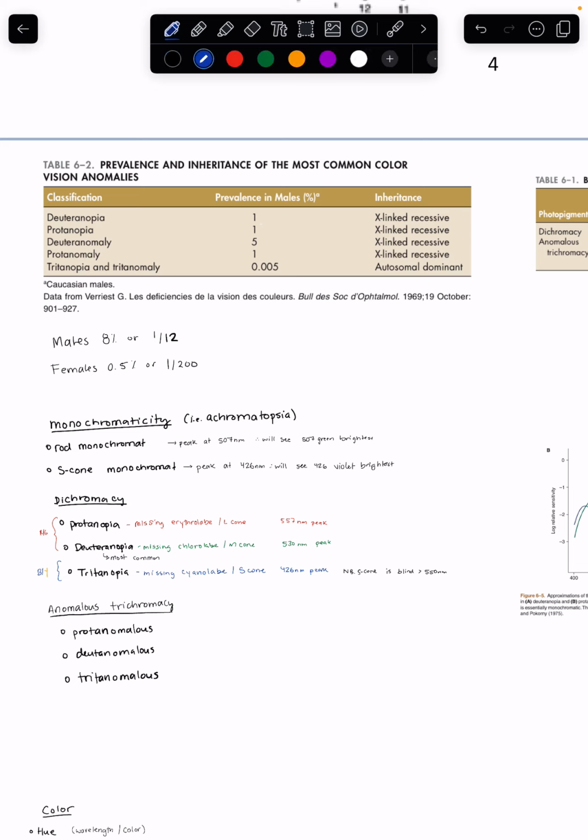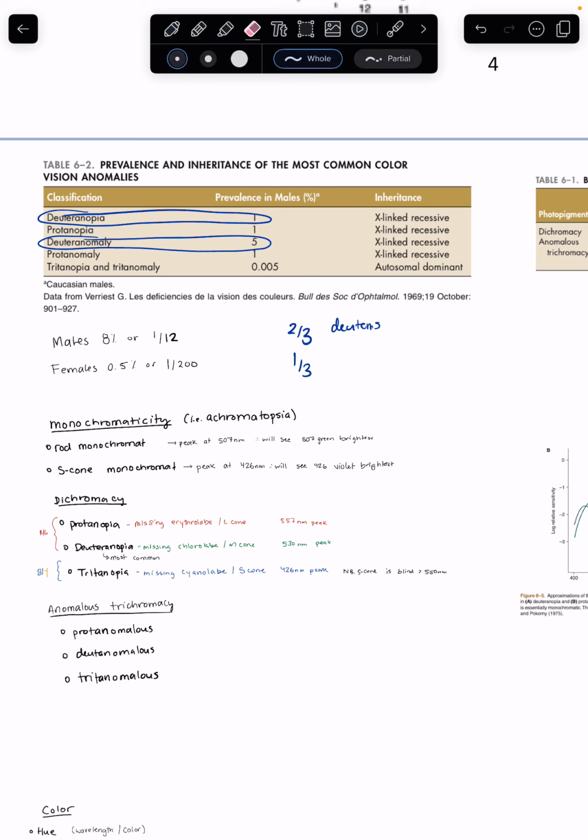And as you really look at that, if you add up the deuteranomalous with the deuteranopia, that's 6%, or 6 out of that 8. So really, 2/3 of them are deutans, and 1/3, protanopia and protanomaly, are protans. So 1 in 12, or 8% of males, are colorblind. 2/3 of those are deutans, with the majority of them being deuteranomalous, and then 1/3 of those being protans. Half of those being protanopia and protanomaly.